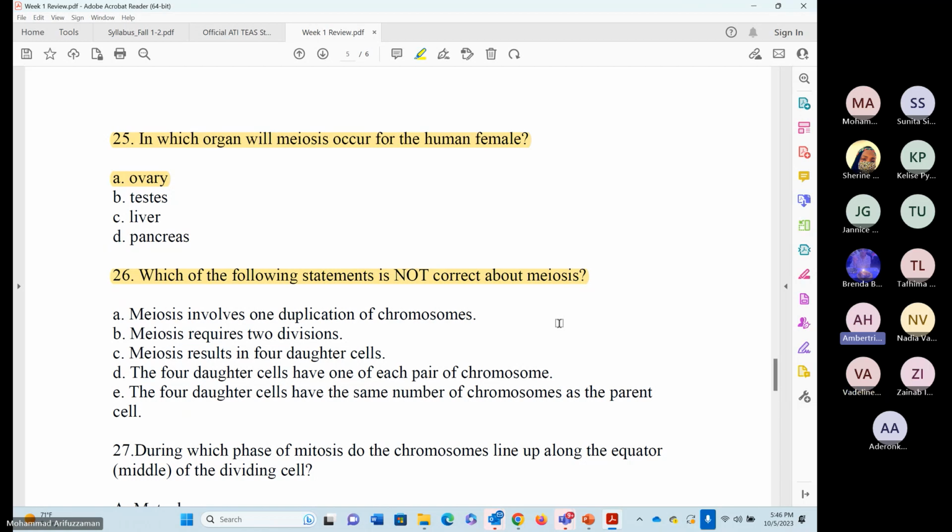Oh, so D. I say D. If you read D, the 4 daughter cells have 1 of each pair of chromosomes. That is haploid. So D is correct.